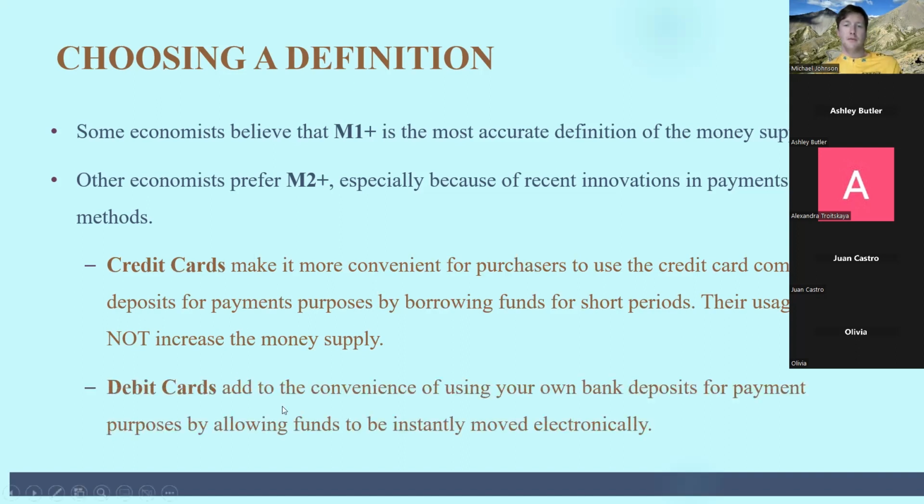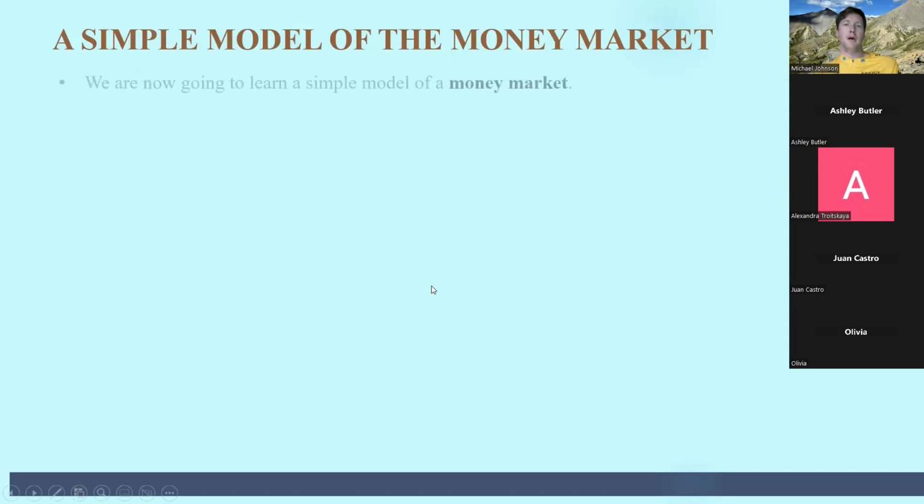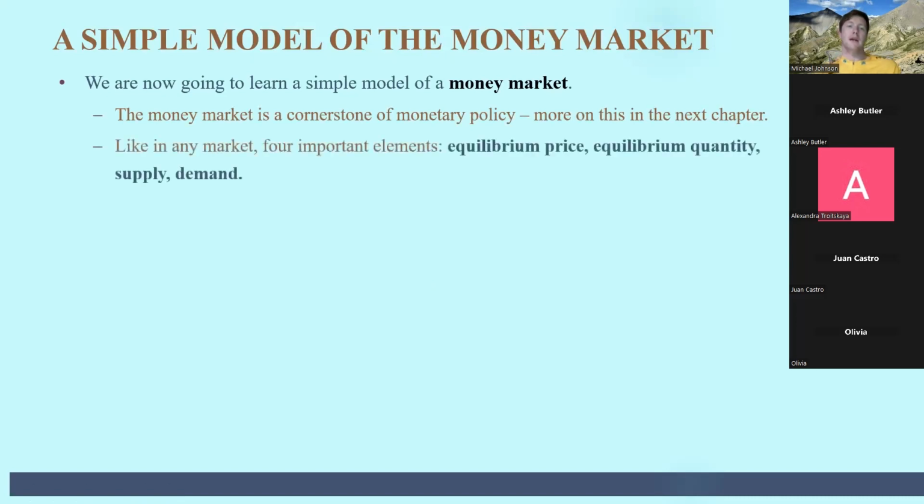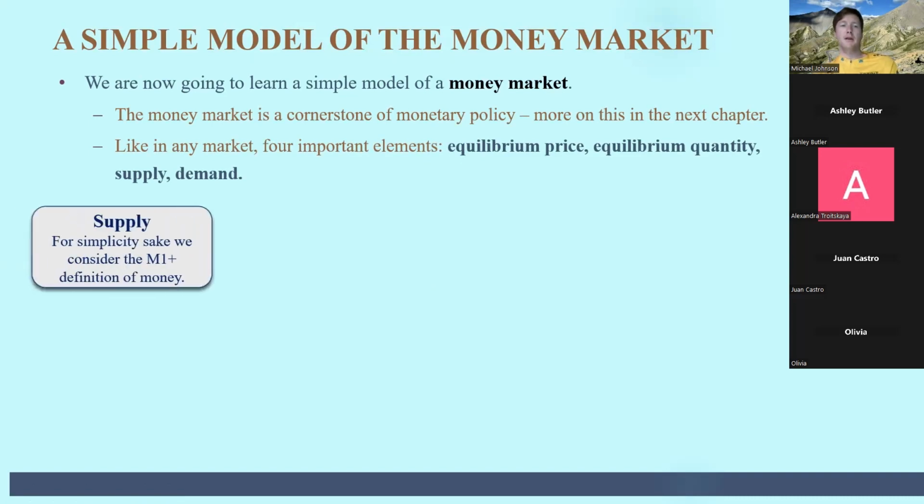Debit cards add to the convenience of using your own bank deposits for payment purposes by allowing funds to be instantly moved electronically. So, simple model of the money market. We're going to learn a simple model of the money market. The money market is a cornerstone of monetary policy. Like in any market, four important elements: equilibrium price, equilibrium quantity, supply and demand.